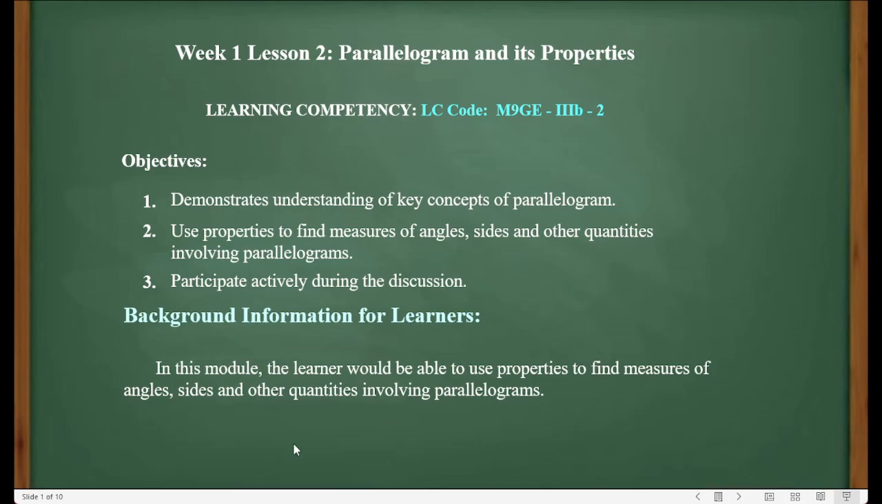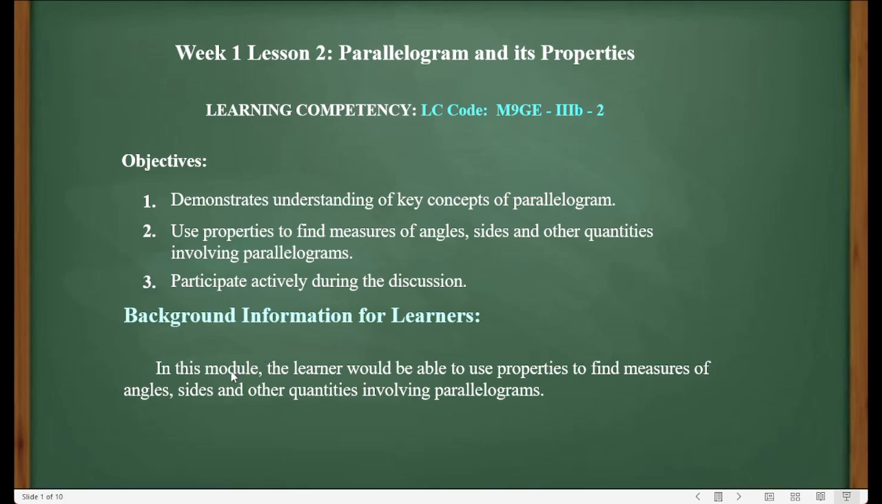Hello everyone. Again, this is your junior high school math teacher, and I'm going to discuss parallelogram and its properties. After you watch the video, you should be able to demonstrate understanding of the key concepts of parallelogram. Use properties to find measures of angles, sides, and other quantities involving parallelograms. And you should be able to participate actively during the discussion.